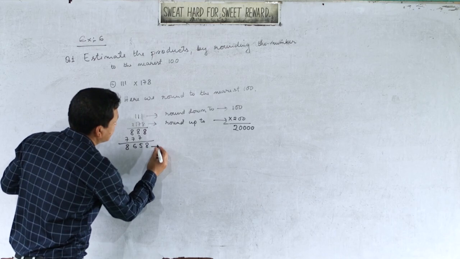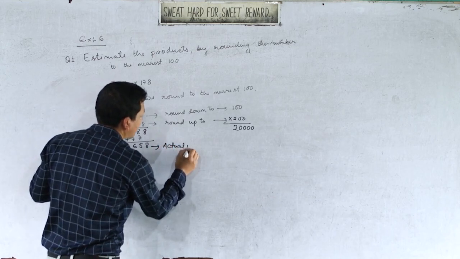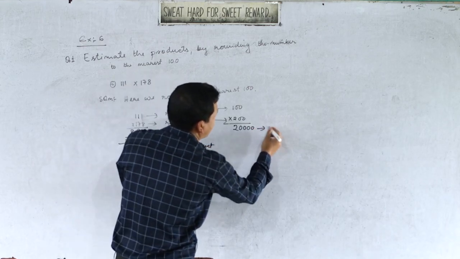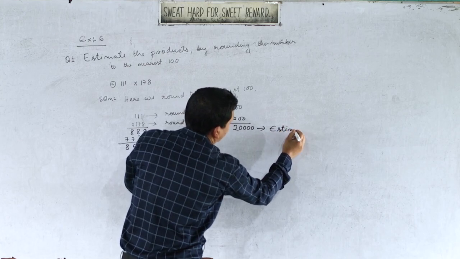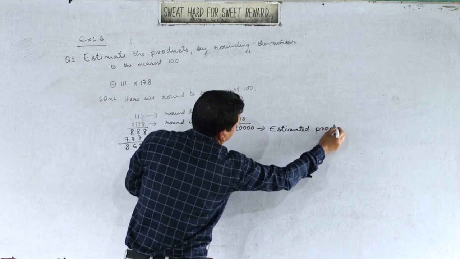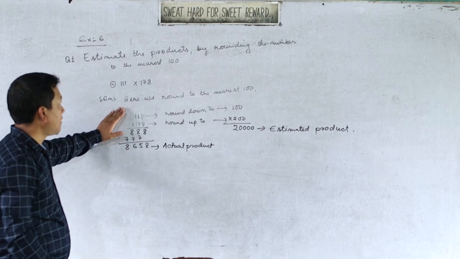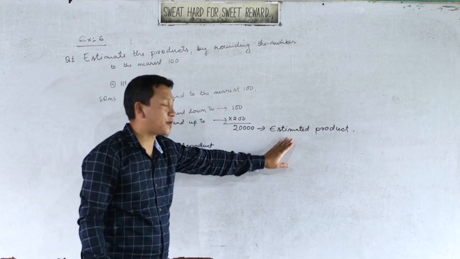This is the actual product. This is the estimated product. This is the actual product. This is the estimated product.